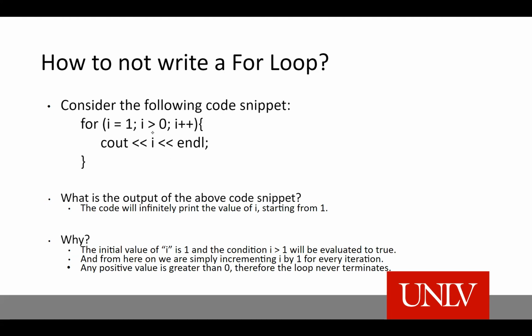So now 1 is greater than 0. Print the value of I. Go to update statement. 1 plus 1 is going to be 2. 2 greater than 0, true. Go inside, print the value, update. I'm simply doing increment here. I'm adding 1 to a positive value, which will always be positive, and any positive value is greater than 0. And hence I have something called an infinite loop here. So that's the problem with for loops.